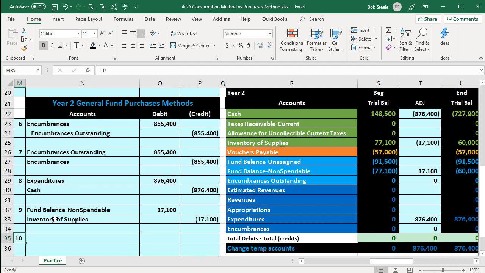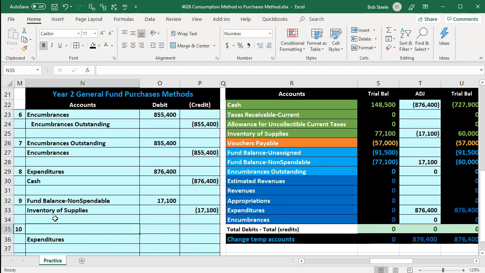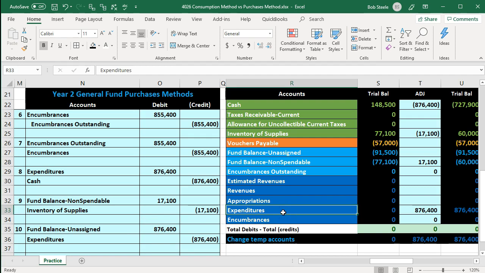So we're going to say the expenditures then is going to be credited, so I'll put it on the bottom, and then on the top we're going to have the fund balance unassigned. That's going to be for what is in the expenditures currently, 876,400, debit and credit. And obviously there would be more activity. If there was more activity, all we have is the closing out of the expenditures. This is the closing entry.